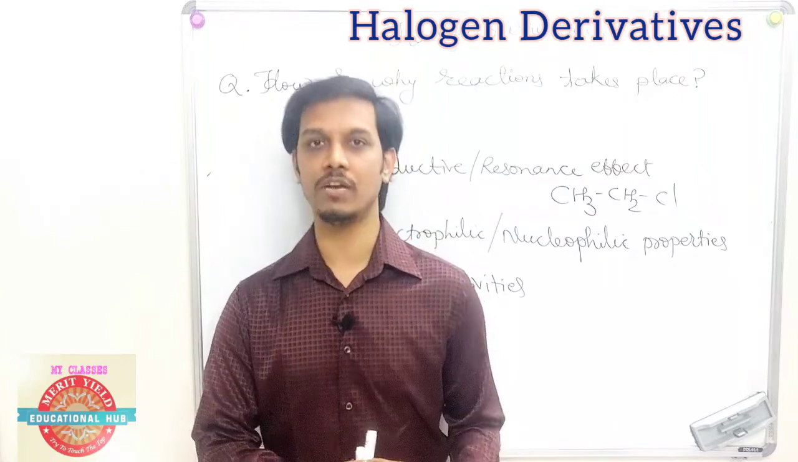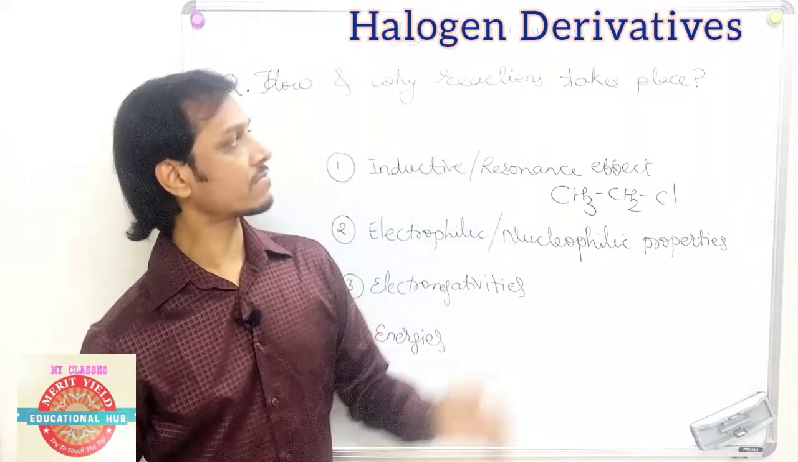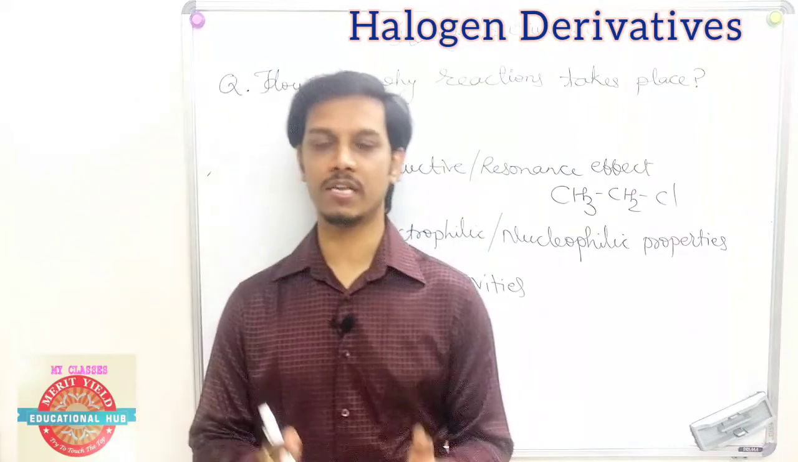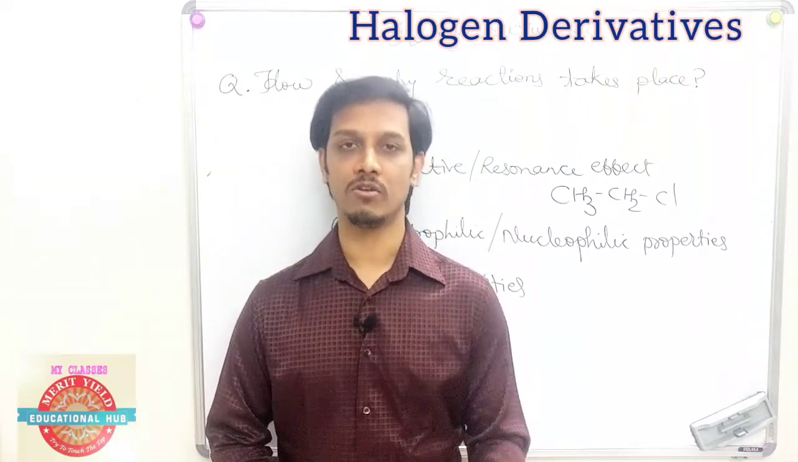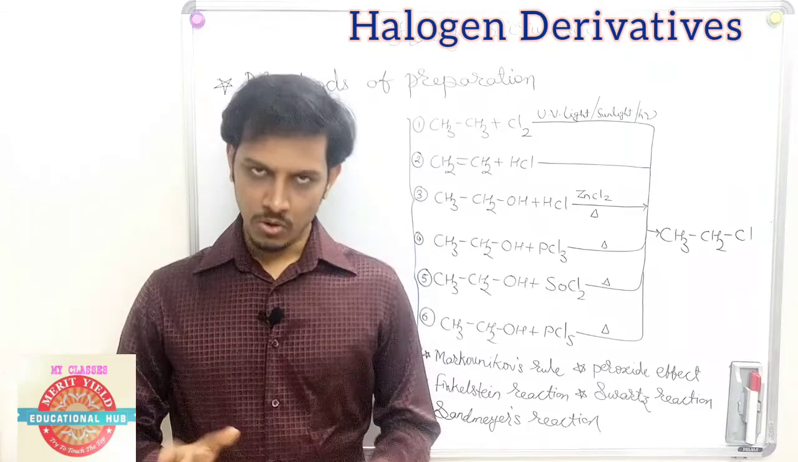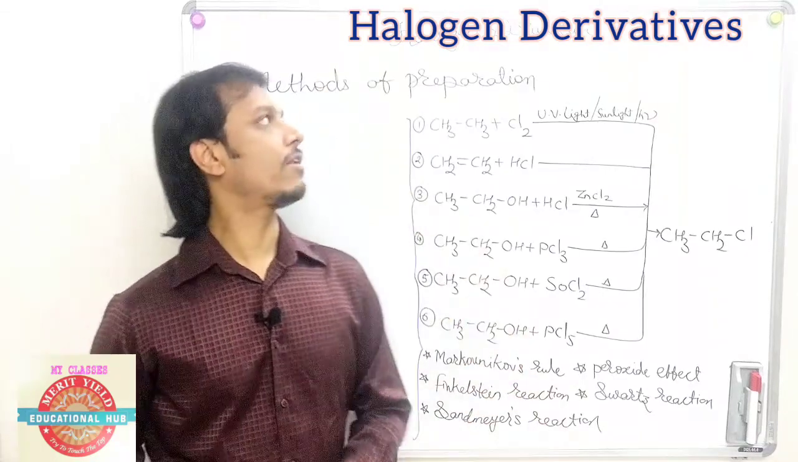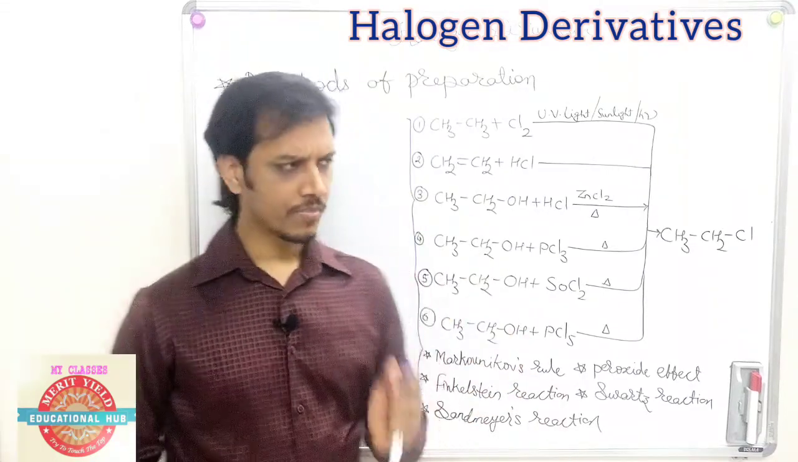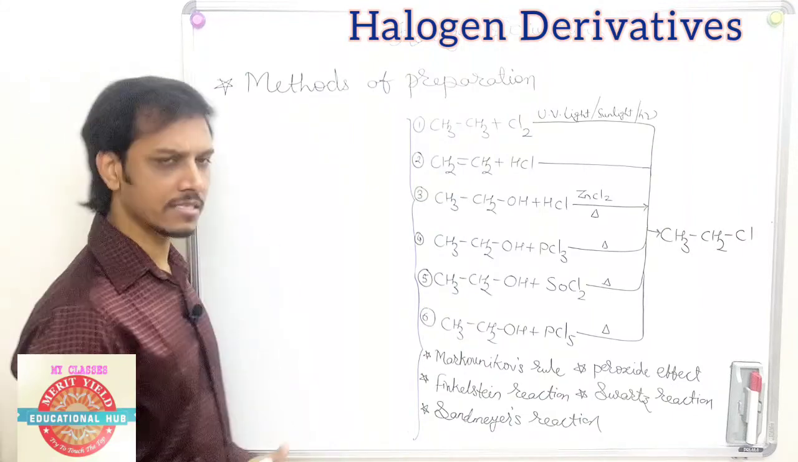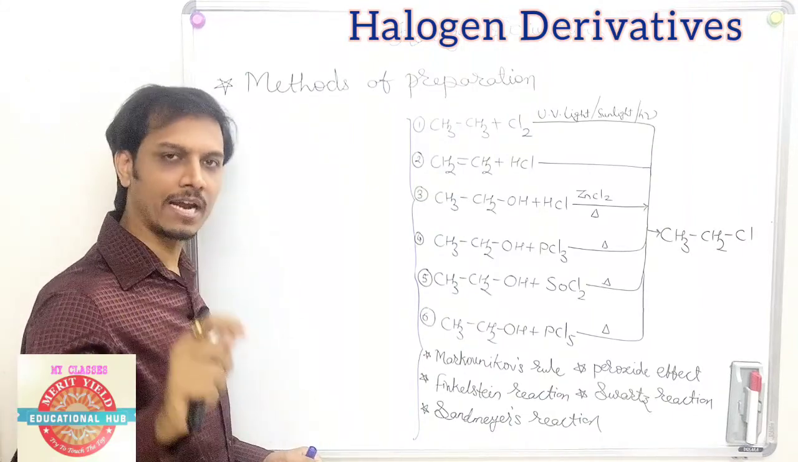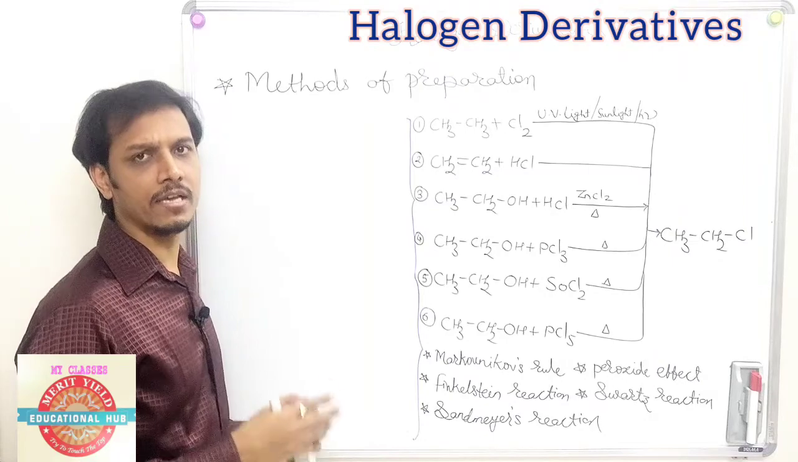So first watch that video and then continue for the reaction, that is methods of preparation of halogen derivatives. So what is actually the method of preparation of halogen derivatives? Now we'll start learning that. Now what is a halogen derivative first? The same answer. When you replace hydrogen by halogen, you'll get the halogen derivative.